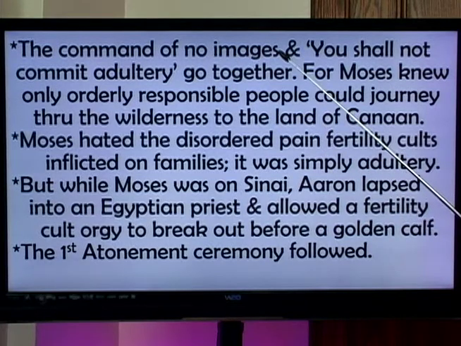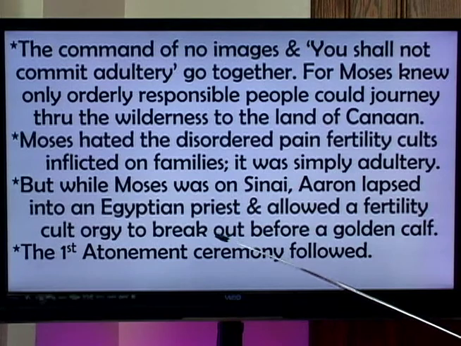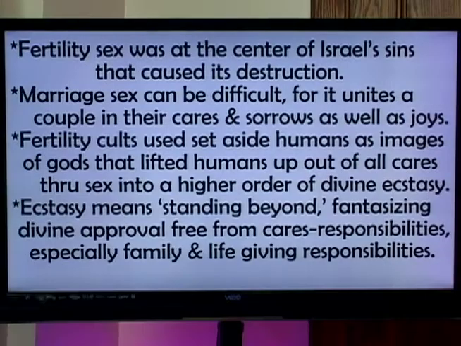The command of no images and you shall not commit adultery strangely go together. For Moses knew only orderly, responsible people could journey through the wilderness to the land of Canaan. Moses hated, as he looked back from the desert, the disordered, pained fertility cults inflicted on families. It was simply adultery, and he knew it. It broke up families. But while Moses was on Sinai, Aaron lapsed into an Egyptian priest and allowed a fertility cult orgy to break out before a golden calf. The first atonement ceremony followed, which is very important in the history of the covenant. We go on to our next screen and we continue reading.